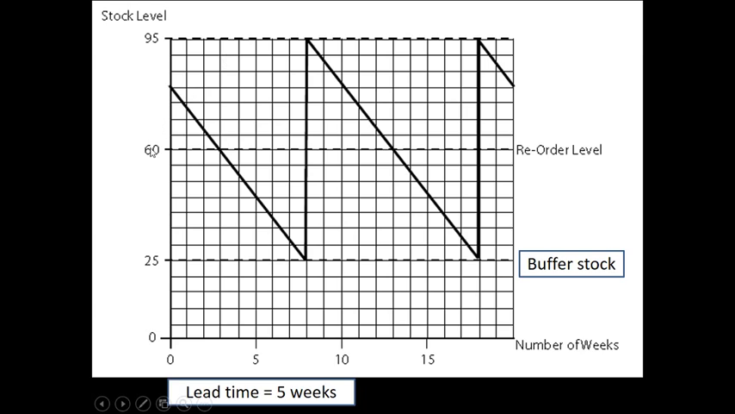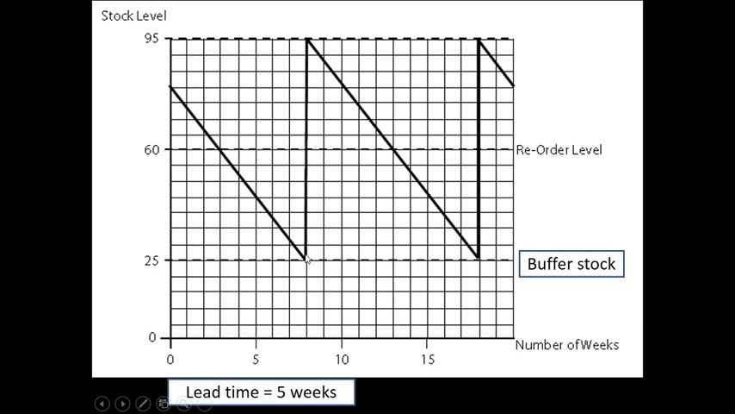So on the vertical axis here we have the stock level, which is the number of units that a business is holding. In this case, the business goes up to 95 units. And here we've got the number of weeks, and the thick line here that comes down represents the level of stock that a business is holding. You can see that they predict fairly consistent sales, because the fact that the line is downward sloping over the weeks represents that the business is selling stuff.